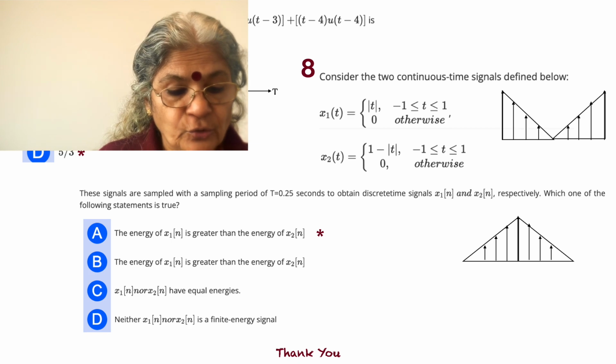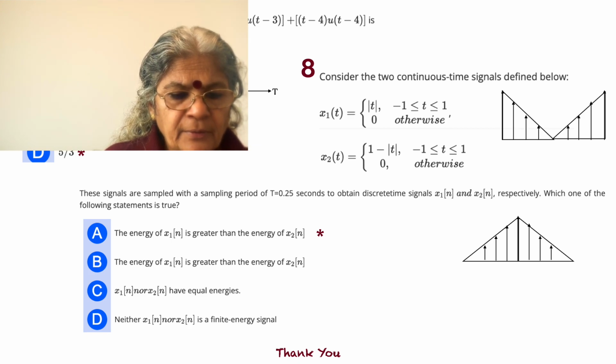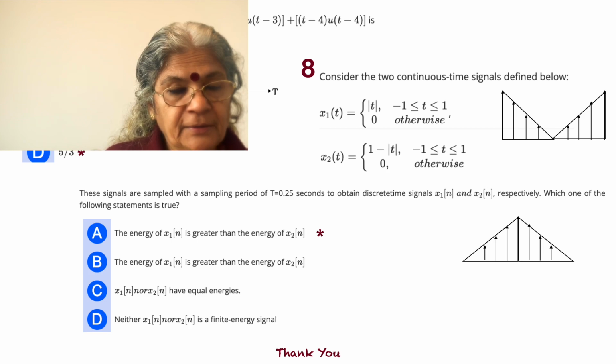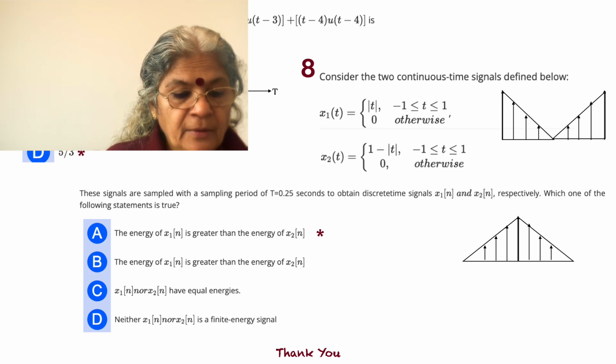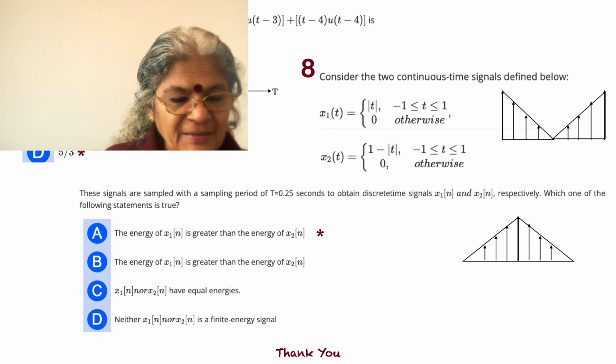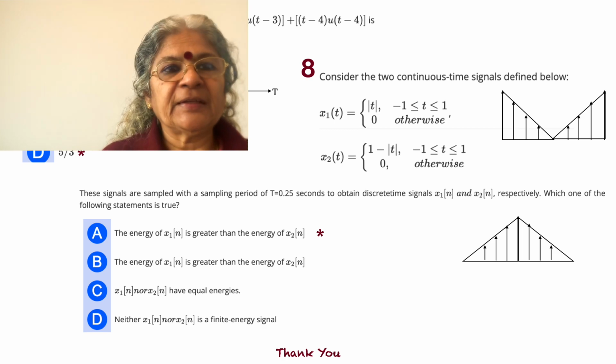The energy of x1[n] is greater than the energy of x2[n]. Obviously it's true. I think that's a mistake, since it's repeated. It could be that there's a mistake in the question. Anyway, I'll correct it: neither x1[n] nor x2[n] is a finite energy signal? No, they are all finite energy signals. Why? Because the signals happen to be limited.